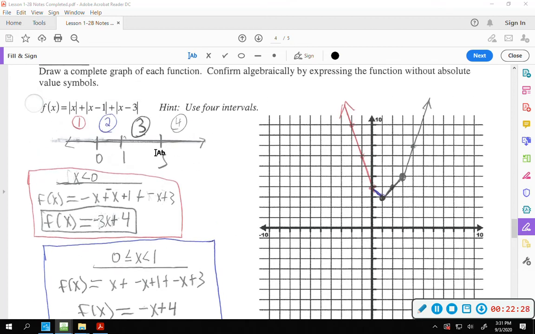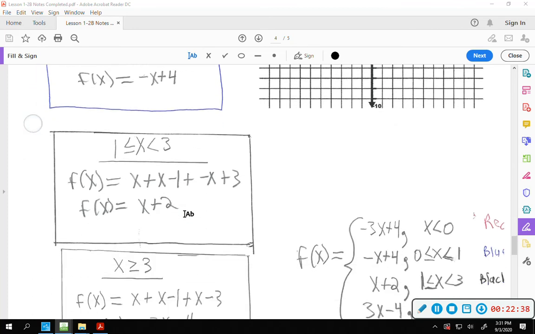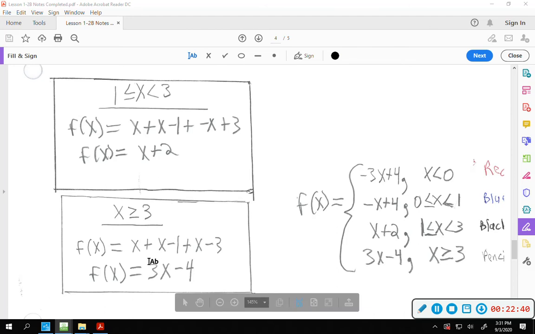If I pick a number to the right of 3, let's say 4. Positive, positive, they're all positive. I can just eliminate the absolute value bars. I don't have to negate what's inside any of these. So I'll eliminate the absolute value bars to get x. Eliminate, eliminate. Add them up. Add the terms. 3x minus 4. That is the right-handmost piece. And it's only defined when x is greater than or equal to 3.